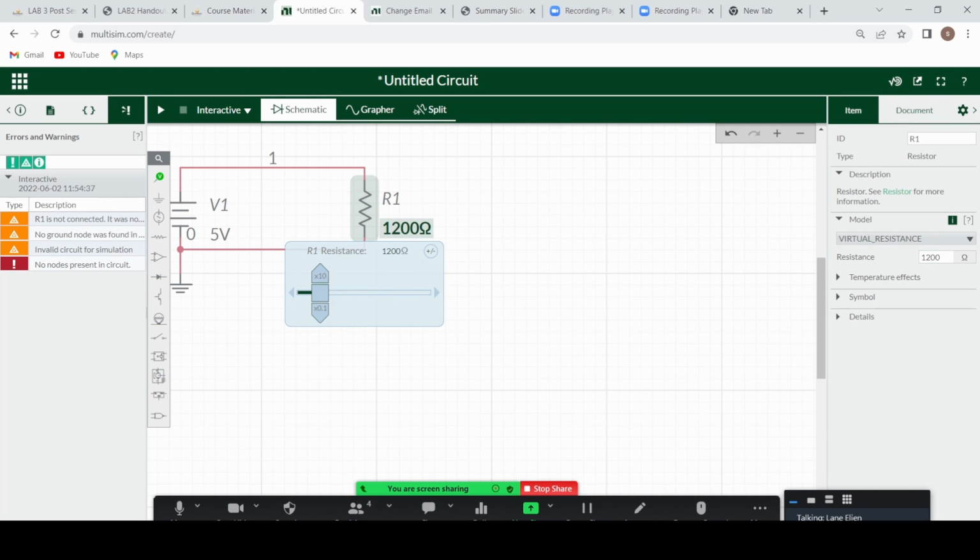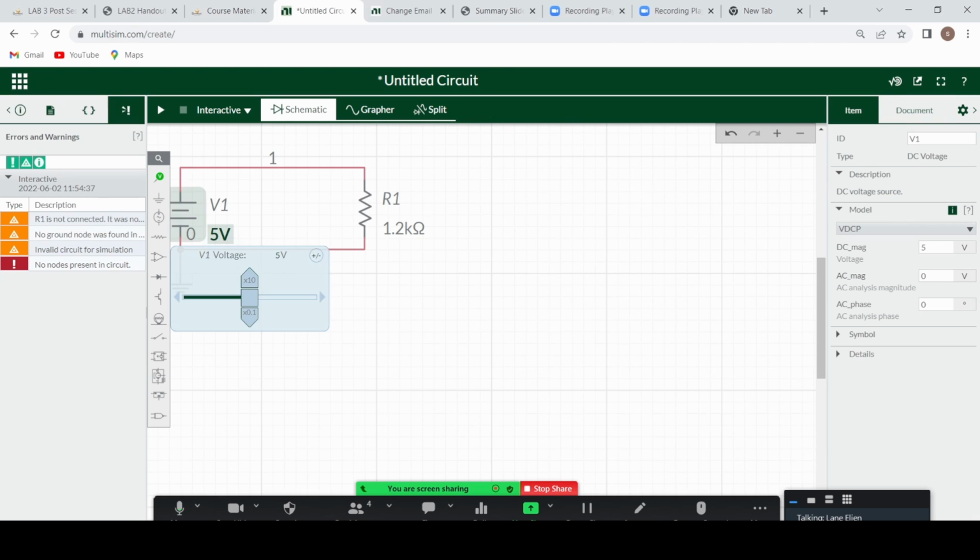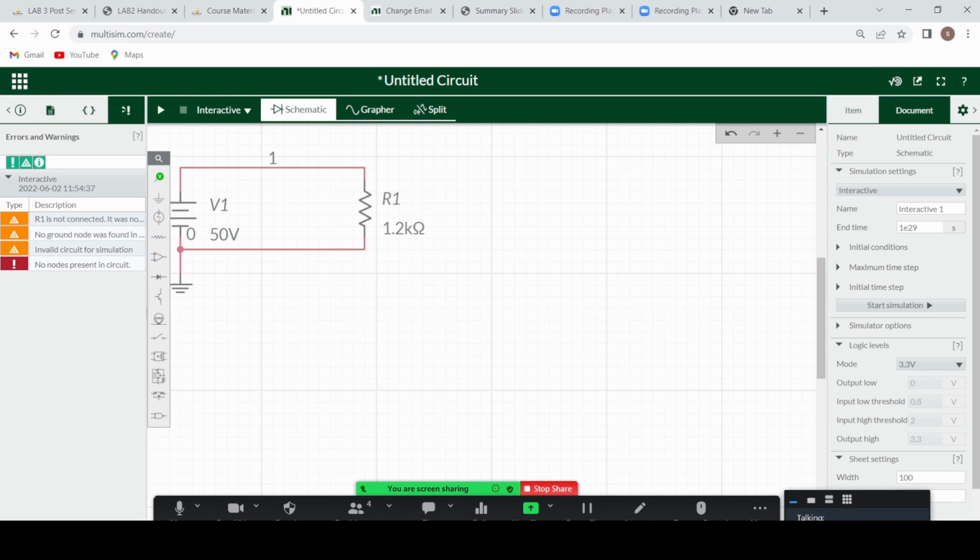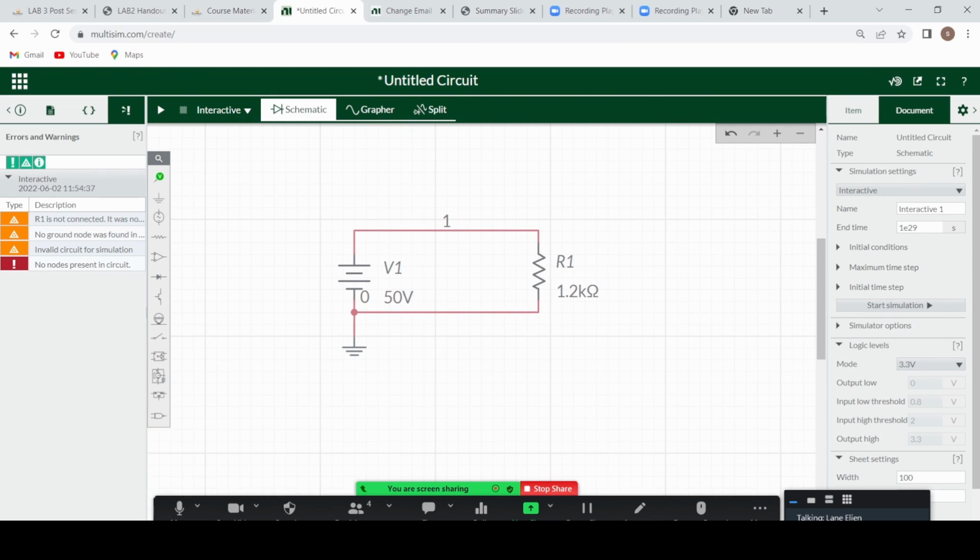All right. So this is fine. Let me see if it will take K. Does it take K? Okay, so it takes K. Let me change it now to 1.2K. All right. Then this one should be 50 volts. So I'm going to change it to 50. Enter. All right, so now I'm ready. So I've completed step 3. I selected the components, connected them, changed the values, and now I'm ready to simulate.